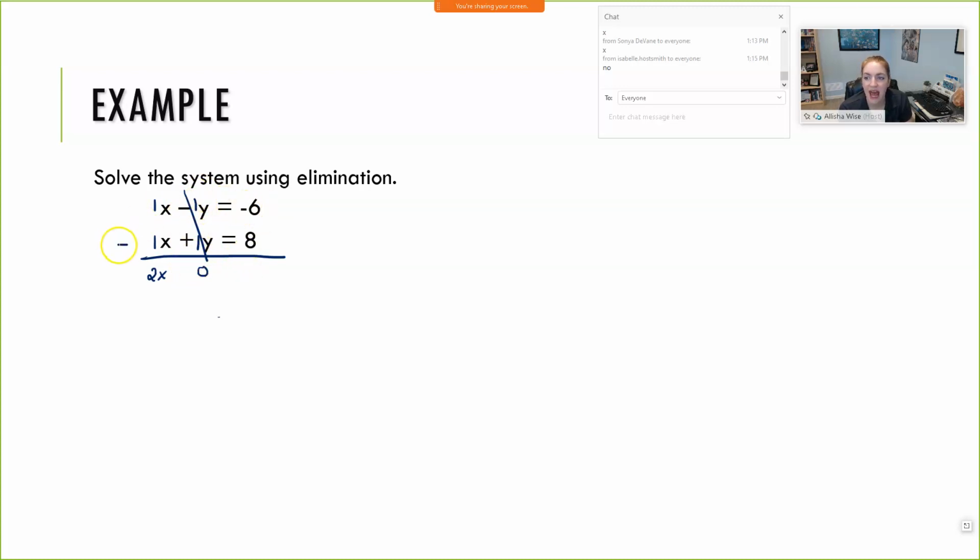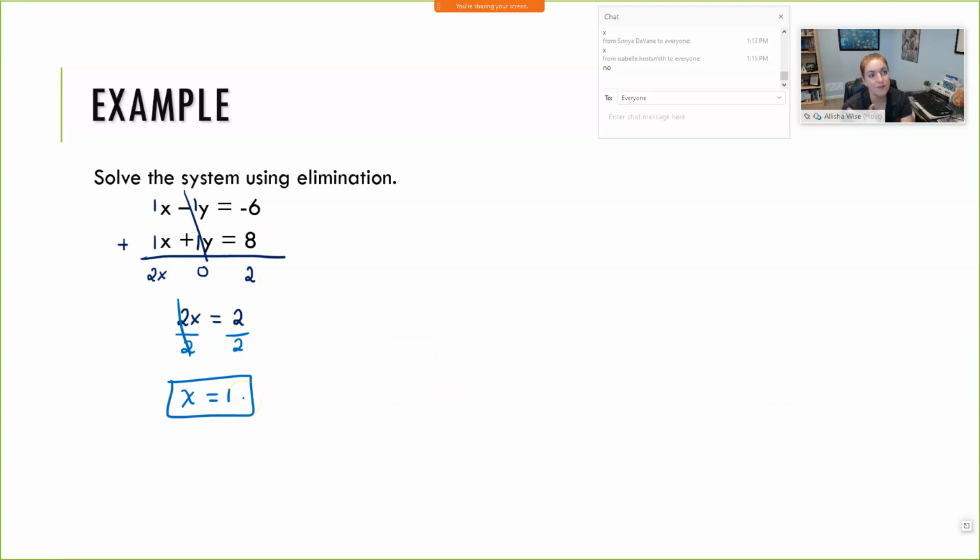So we're just going to add these two equations together. 1x plus 1x is 2x. Negative 6 plus 8 is 2. So this becomes 2x equals 2. Divide both sides by 2. X equals 1. See how once we eliminate a variable, it's actually really easy to solve it. It's like one step and you're done. Boom, that's it.